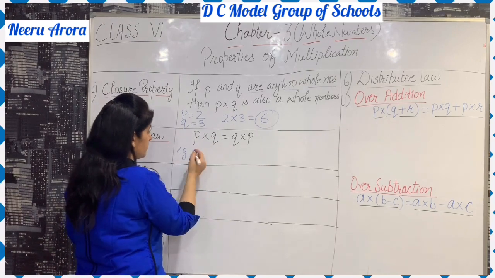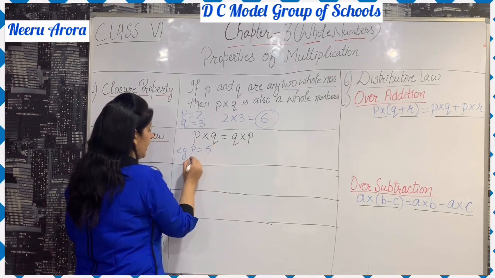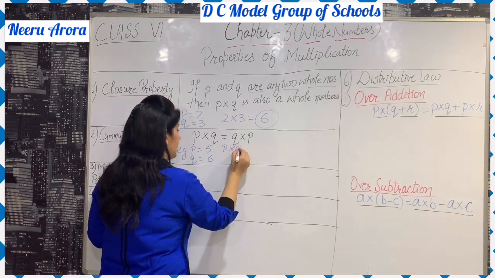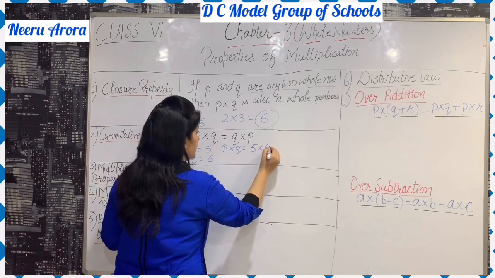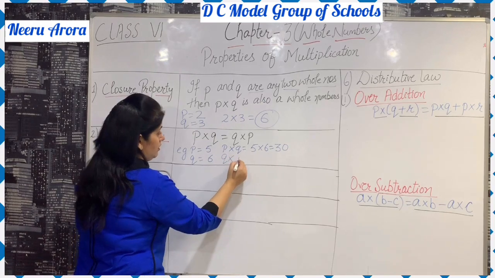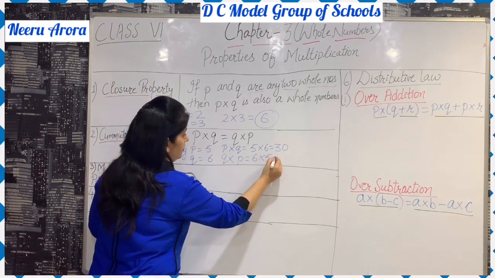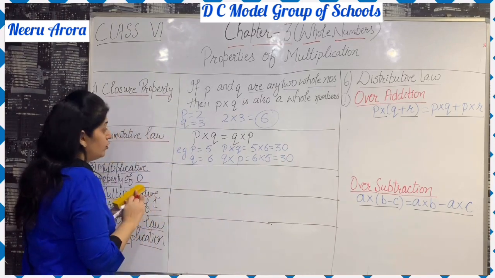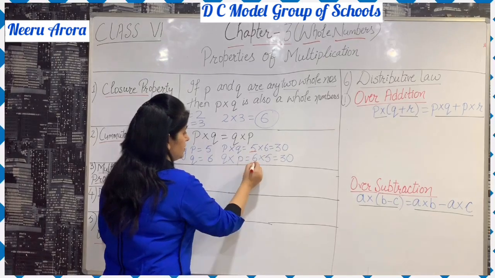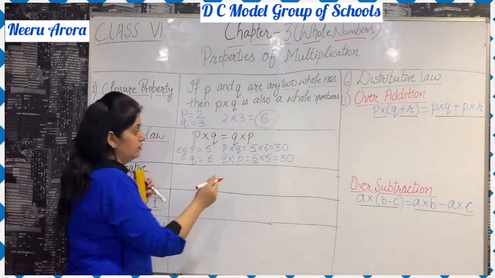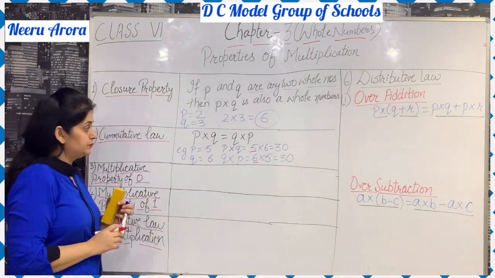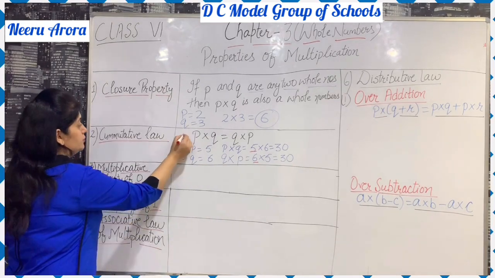For example, let's say P is 5 and Q is 6. If we multiply P by Q, it means 5 multiplied by 6, we get 30. If we multiply Q by P, we get 6 into 5, we get 30. So we can see that whatever the order is, in this 5 comes first, in this 6 comes first, but the product remains the same. The product is 30. So this is our commutative law.